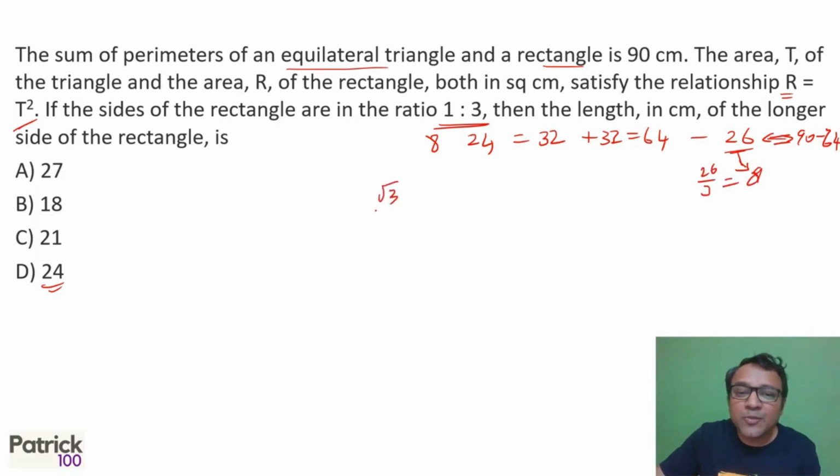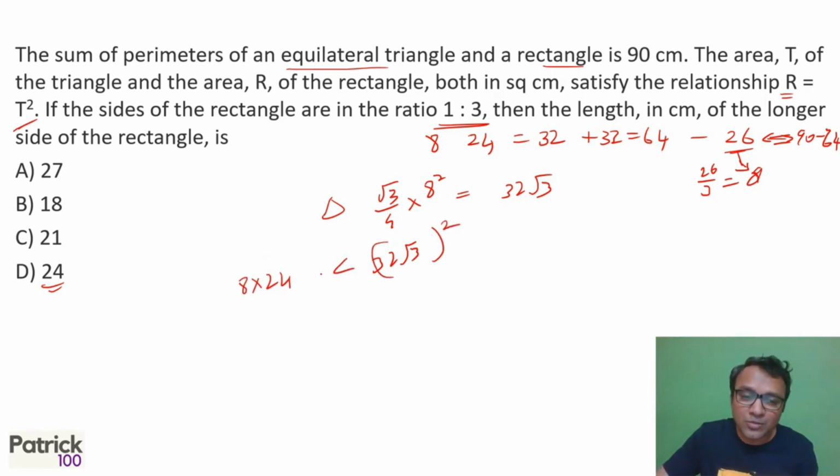So area of triangle will be root 3 upon 4 into 8 square, which if you calculate becomes 32 root 3. This is the area of the triangle. Now 32 root 3 squared is definitely bigger than the area of the rectangle, 8 into 24. You can check and make out that it is definitely bigger, because this becomes 32 square into 3. So which means I want a bigger rectangle and a smaller triangle, which means I can directly mark 27 as the answer if I want. That's the advantage of taking a middle value.